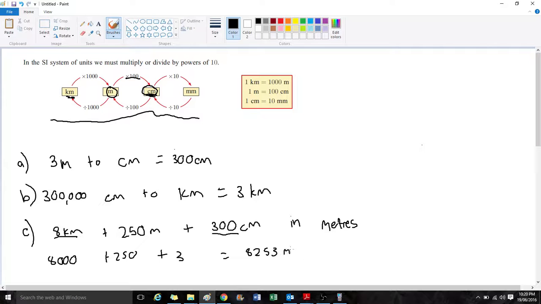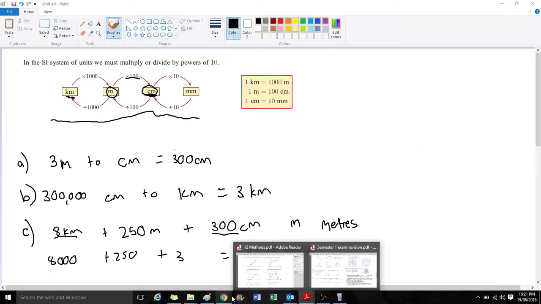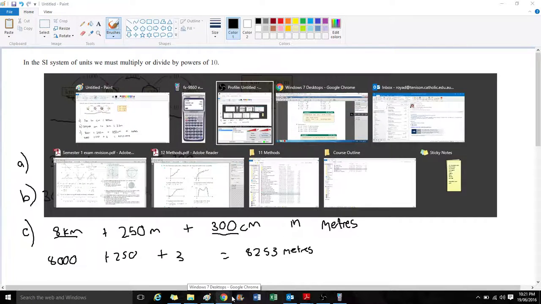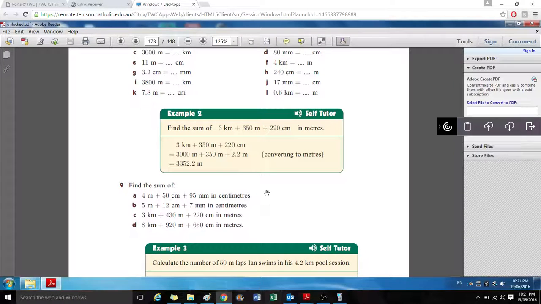So just a brief introduction to measurement and to using some of these distances. You would have used them before, so it should mostly be revision. If I just bring the textbook up here, these are the questions that you guys will be doing.